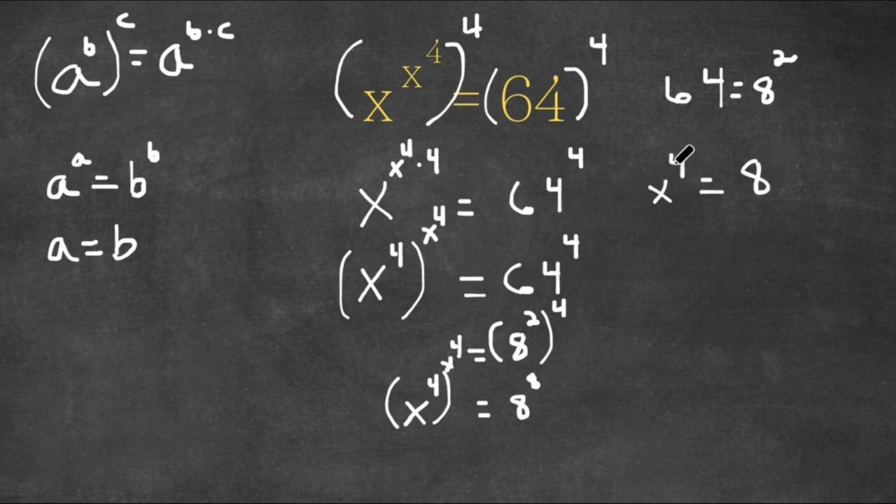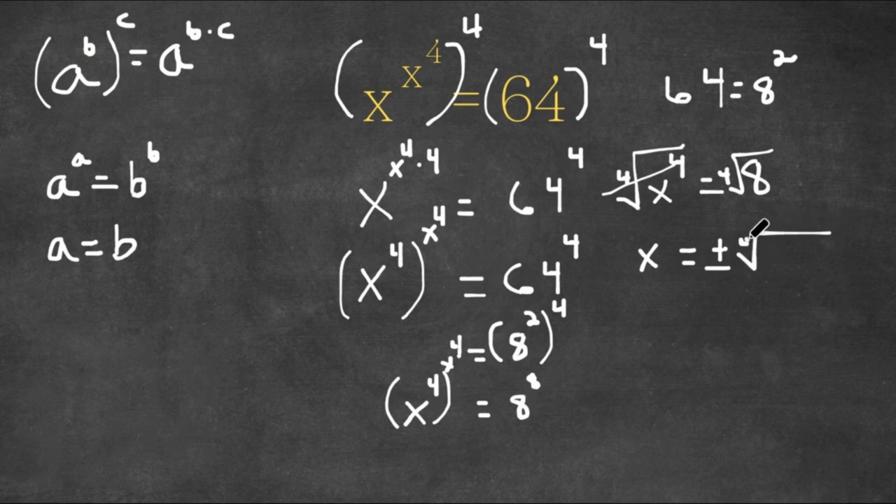Now we want to cancel this fourth power here, so we're going to take the root of 4 on both sides. Now these two would cancel out, so on our left side we would have x, and on our right side we would have positive or negative, remember it's plus or minus, the fourth root of 8. And this is our answer.